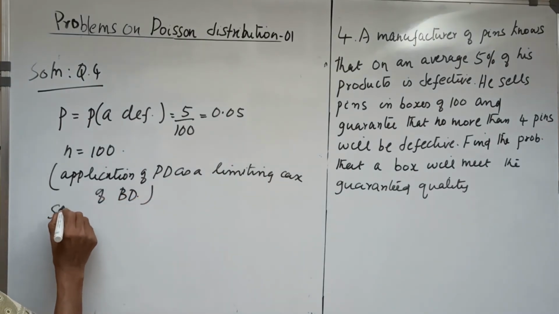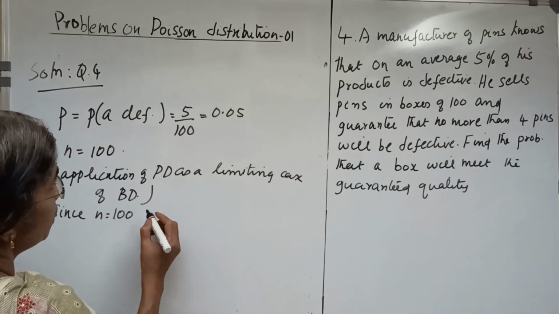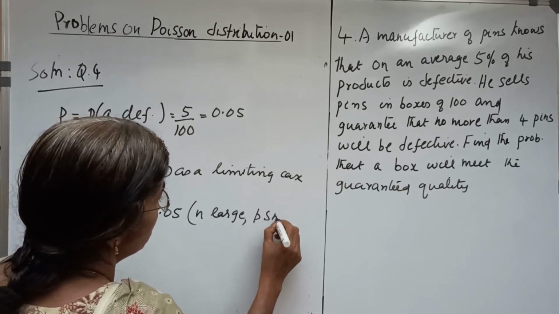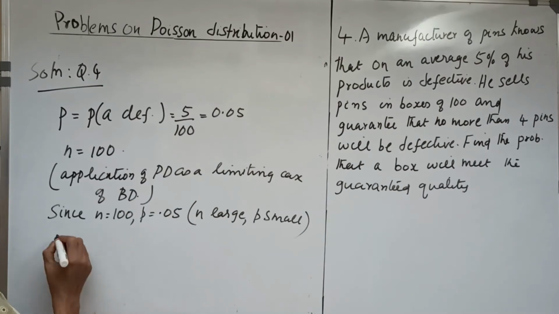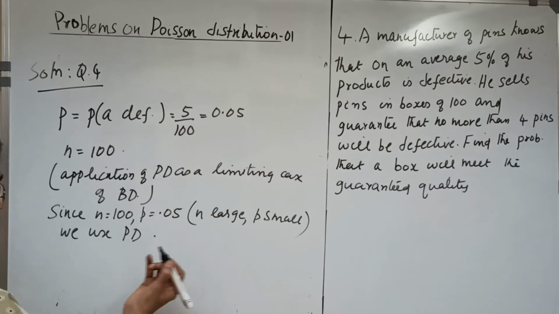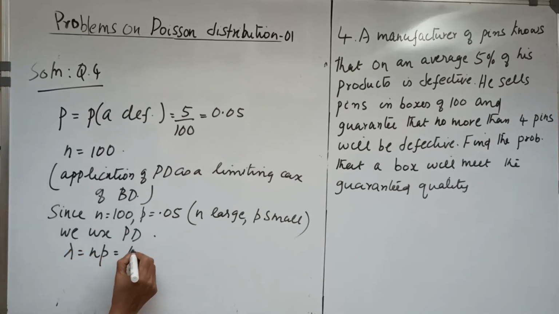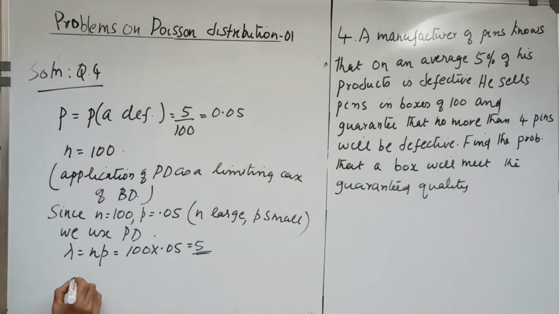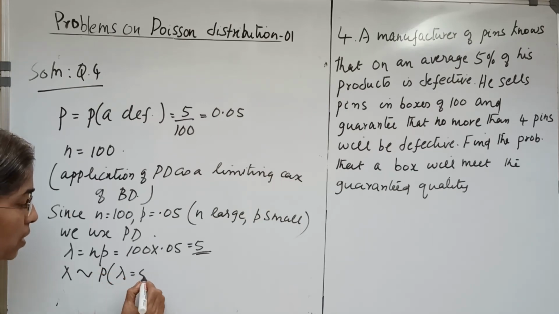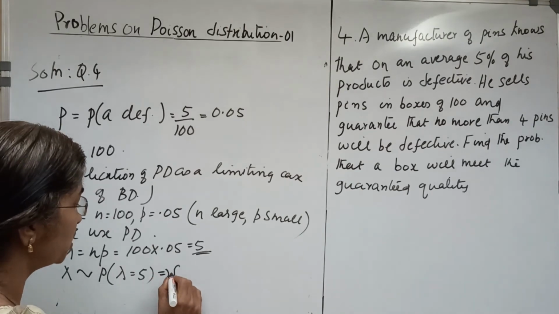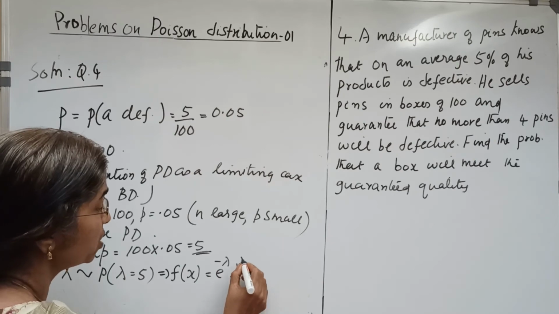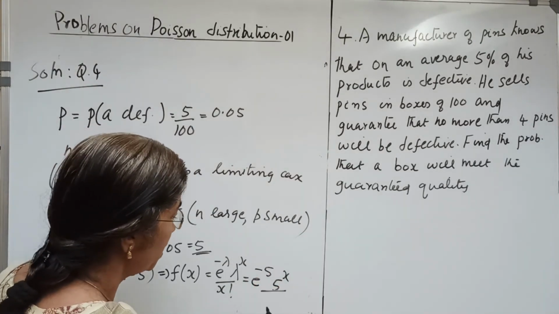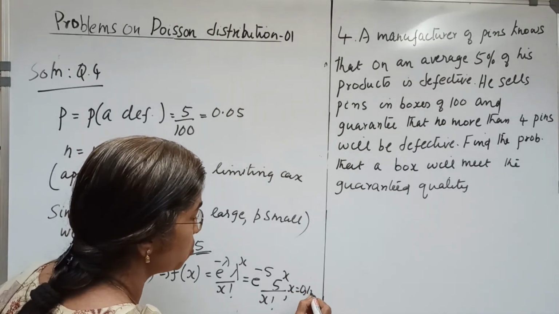Okay, since n equal to 100 and p equal to 0.05, that is n large, p small, we may take Poisson. We use Poisson distribution. That is, lambda equal to np equal to 100 into 0.05, it is equal to 5. Therefore, x follows Poisson lambda equal to 5, which gives f of x equal to e raised to minus lambda, lambda raised to x by x factorial, equal to e raised to minus 5 into 5 raised to x by x factorial, x taking values 0, 1, 2, etc.